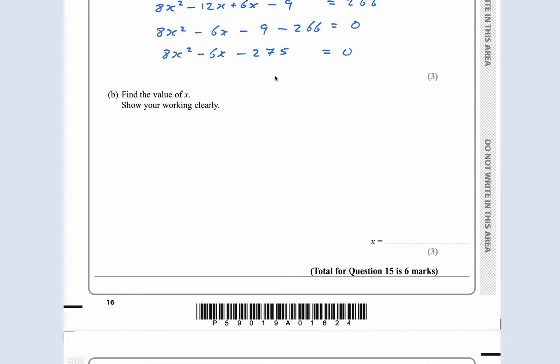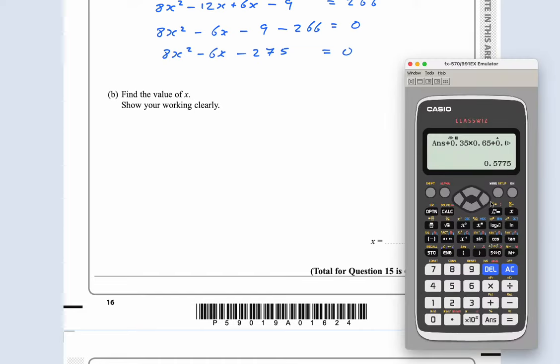Now I know I can get 2 solutions from a quadratic, and I can just write my answer here. But the problem here is it says show clearly your working. So we have to solve this really horrible looking quadratic. What I'm first going to do, guys, is get the answer. Now you will get no marks for what I'm about to do here.